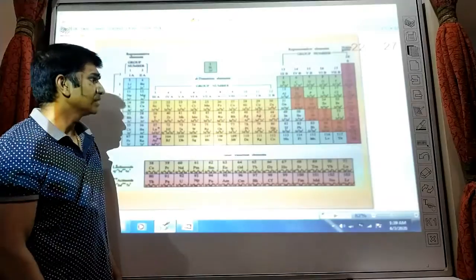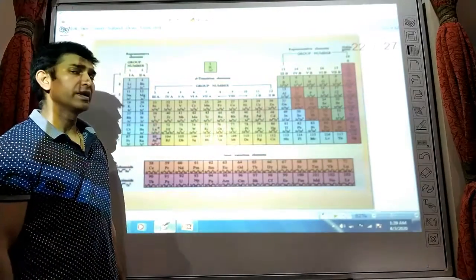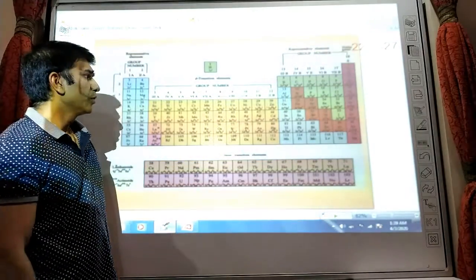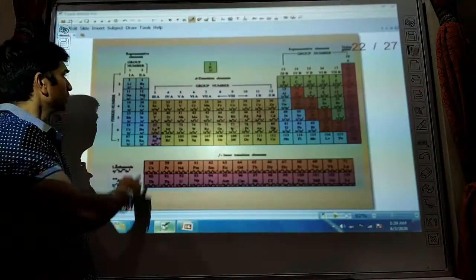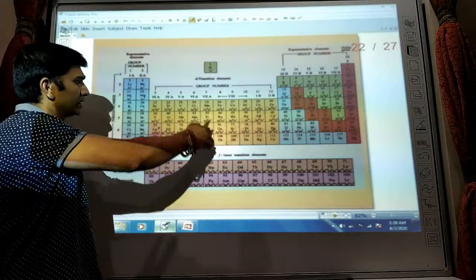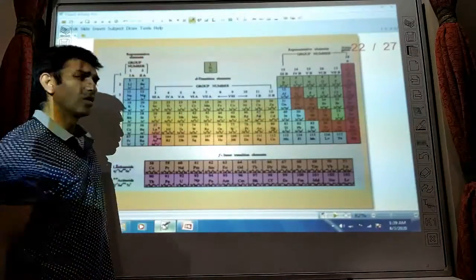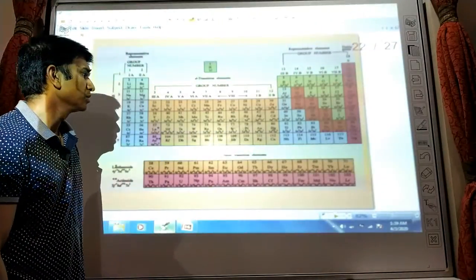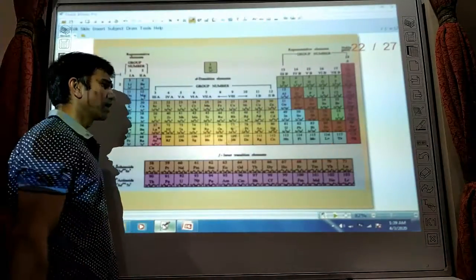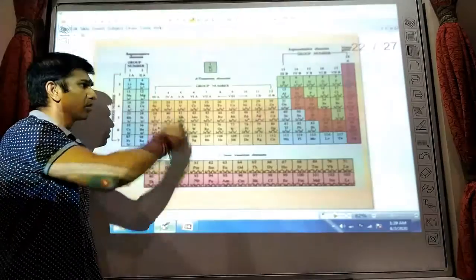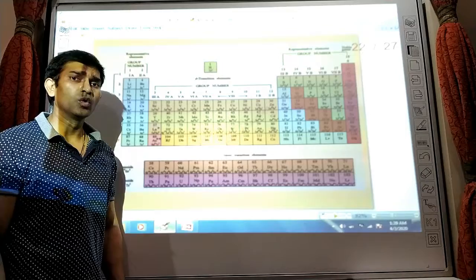So let's begin. See, this is the modern periodic table, and the whole periodic table is divided into 18 vertical columns and 7 horizontal rows. These horizontal rows are called periods, and the vertical columns are called groups.